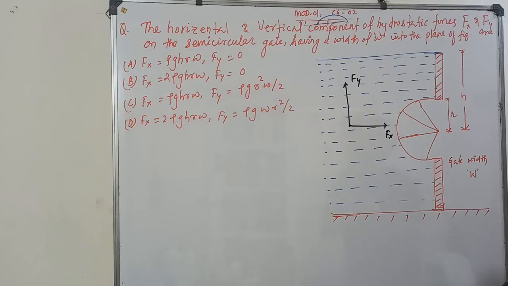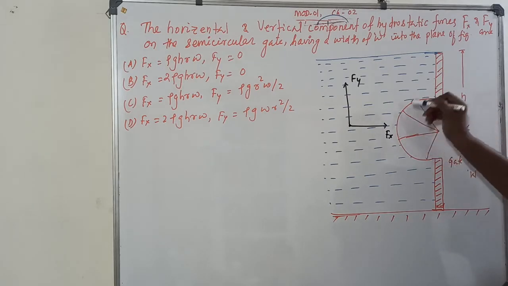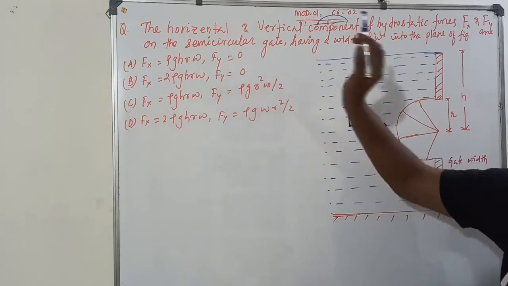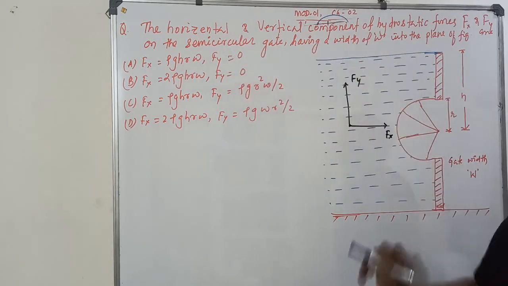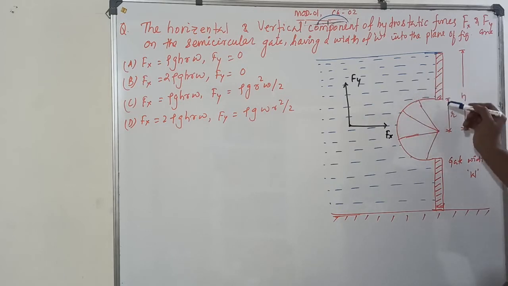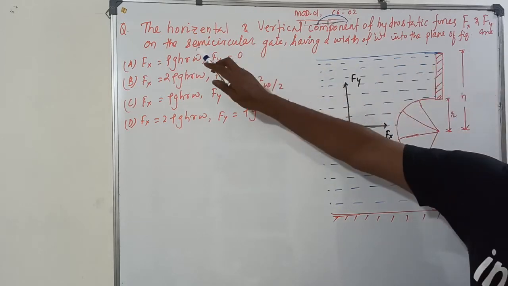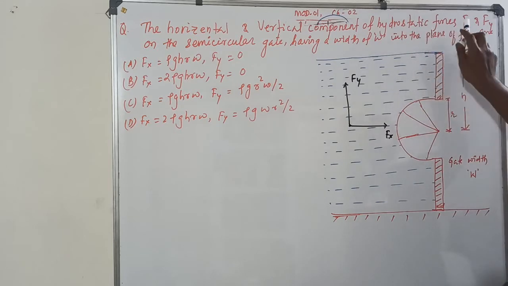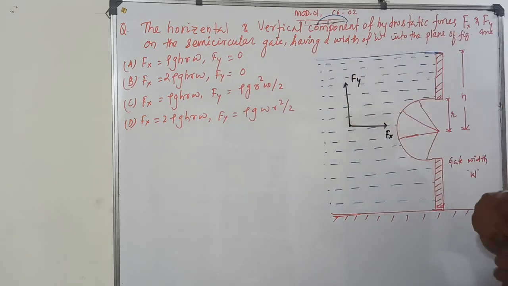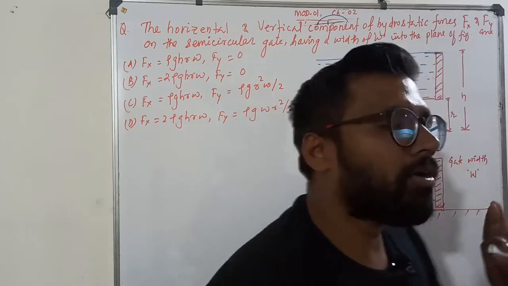So now let's solve one more previous year GATE question. This has come in GATE 2001. Okay, so you have a semicircular gate, which has a constant width of W. You need to calculate the horizontal and vertical component. So as you can see, this is a curved surface. This is the numerical from the curved surface. The horizontal and vertical components of hydrostatic force Fx and Fy on the semicircular gate, having a width W into the plane of the figure, is dash. Okay, so horizontal and vertical.